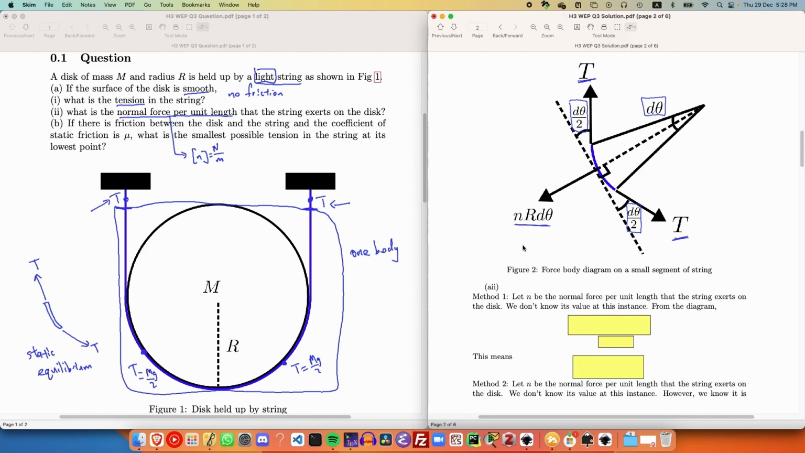The normal contact force is written as n r d theta because I let n be the normal force per unit length, and that means I have to multiply by a length in order to obtain a force. This length is r d theta, where r is the radius of the disk, and r d theta is the arc length of this segment. Now balancing forces radially gives us this equation, and applying the small angle approximation on d theta over 2 gives us this. Rearranging gives us that the normal force per unit length is T over R, and because we know T is mg over 2 from part 1, the answer is mg over 2R. Checking the units, we see that this has units of newtons per meter. That is the first method, which is easier, but I'll present an alternative method.